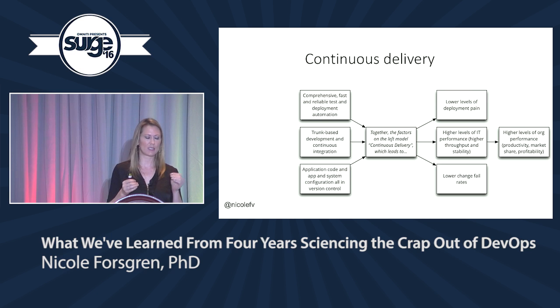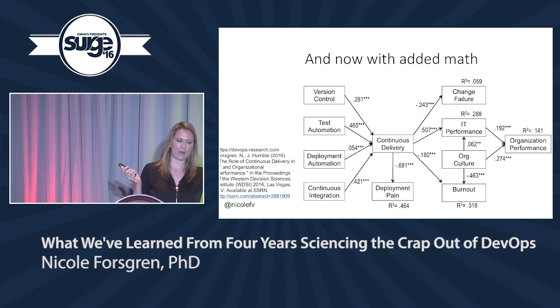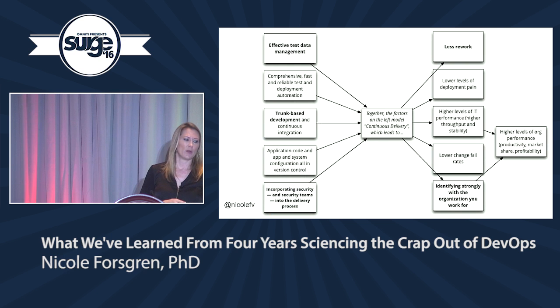lower levels of deployment pain, which I think is awesome, right? Because I don't want those panic Fridays at 5. It also predicts higher levels of IT performance, lower change fail rates, and IT performance then goes through to predict org performance. Here's the math. This is out of a peer review paper. The other thing that was nice here is that we found that it also decreased burnout, which was great as well.